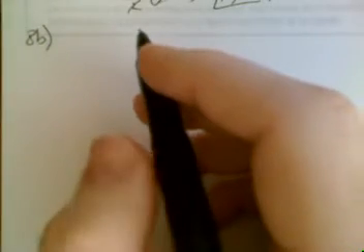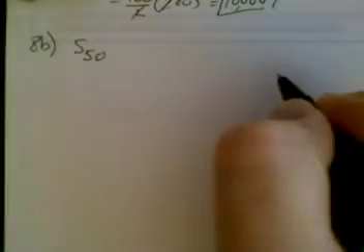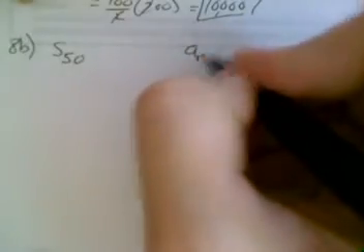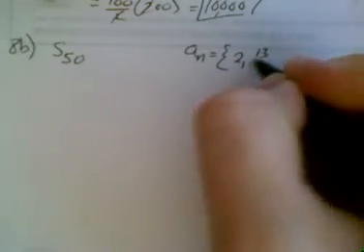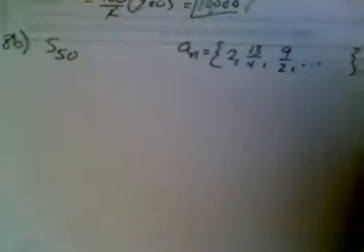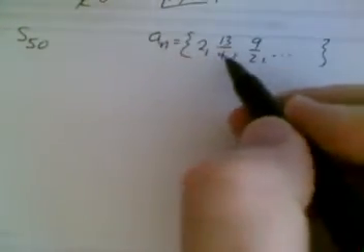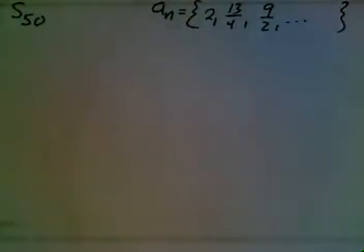It says find the sum of the first 50 terms of the arithmetic sequence. So I want s sub 50. Again, I want the sum of the first 50 terms, where a sub n, the sequence, is equal to the set 2, 13 over 4, 9 over 2, dot, dot, dot. Now, the first thing we actually have to do, before I can do anything with actually finding the sum, is find out what the sequence is.